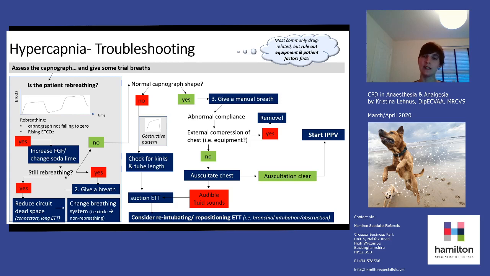If the auscultation is clear, then you should also start IPPV, because if there's no external compression, then the animal is basically hypoventilating with a normal capnograph shape, then IPPV is going to fix it. Particularly if the rebreathing bag and chest compliance squeeze when you give a breath feels normal.